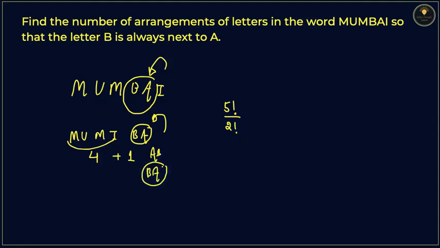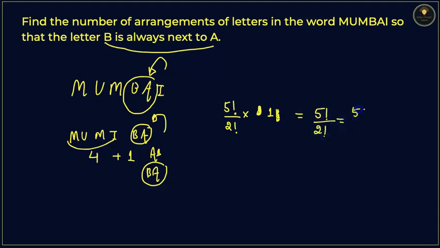But there's one condition that is given, that is B is always next to A, which means that the position is always fixed. You cannot write here the value as 2 factorial, but here you will write it as only 1. So your answer that you will get is equal to 5 factorial by 2 factorial.